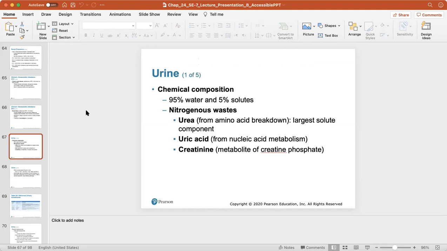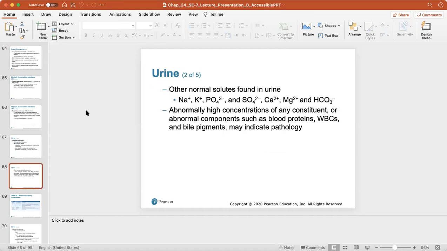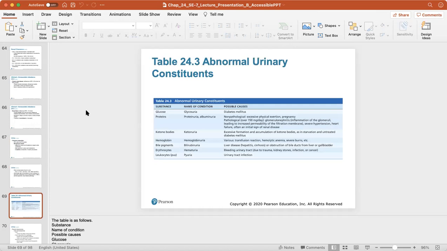So then the chemical composition of urine is mostly water, 5% solutes. Nitrogenous wastes in urine are urea from the amino acid breakdown. This is the largest solute component. Uric acid from nucleic acid metabolism, and creatinine, which is the metabolite of creatine phosphate. So here are some substances found in urine.